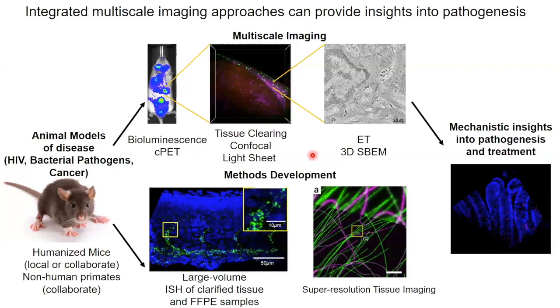The other thing that we've been working on in the lab is methods development. Some of these items involve large volume in situ hybridization of clarified tissue samples. This can also be formalin fixed paraffin embedded samples as well. And then finally, we're starting to develop some super resolution tissue imaging modalities with the ultimate goal of going from big to small within one tissue and knowing what you're looking at both globally and locally at all volumes and resolutions.